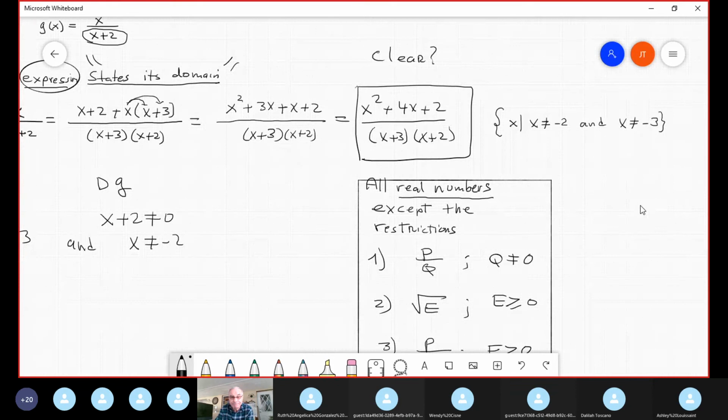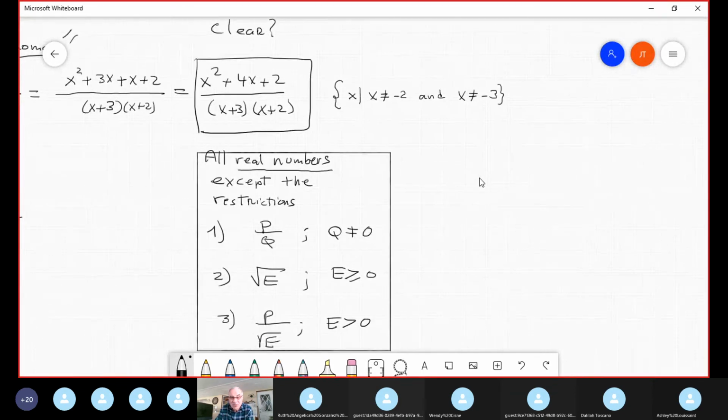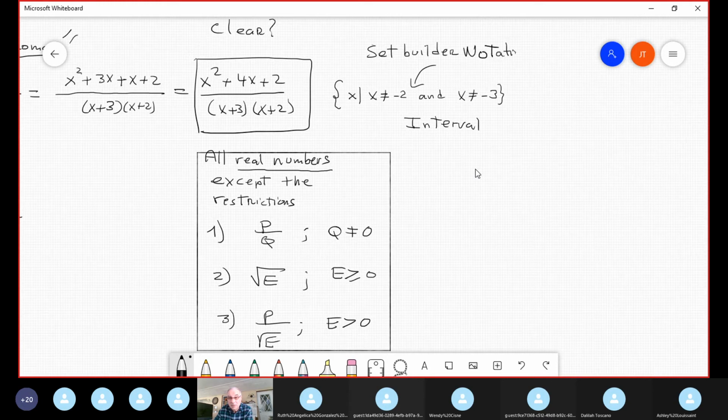However, in the test, I don't know why, they ask you in interval notation. So you need to be aware to express any answer in that way, in set builder notation, which sometimes is countable, sometimes not, and interval notation.